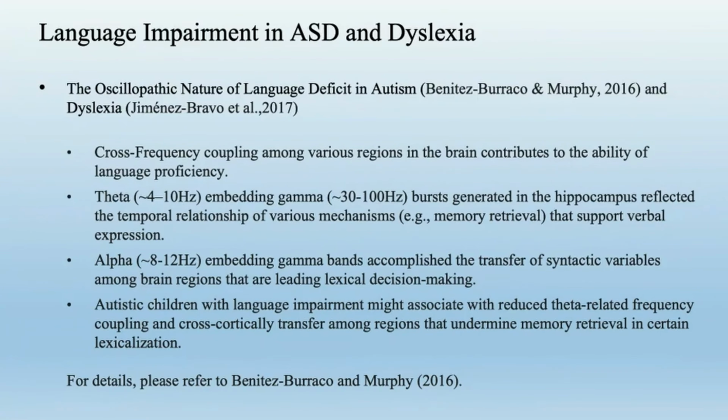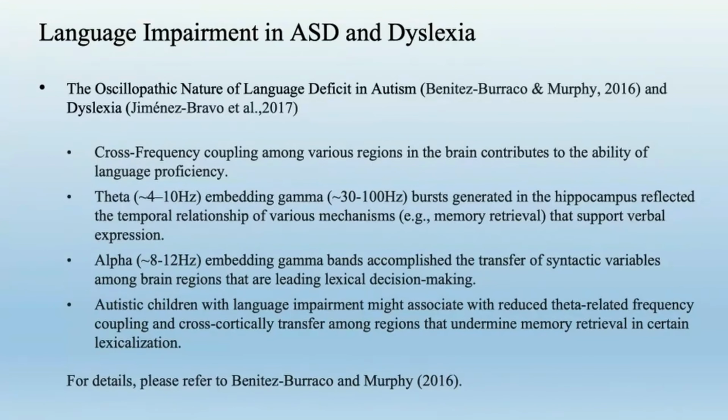So the general theory is about cross frequency coupling among various regions in the brain that contribute to the ability of language proficiency. In the low frequency bands, theta, they usually talk about 4 to 10 hertz, which embeds gamma bursts generated in the hippocampus, reflecting the temporal relationship of various mechanisms, for example, the memory retrieval that supports verbal expressions.